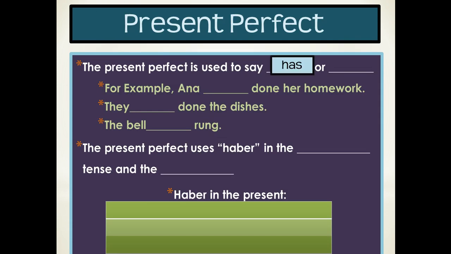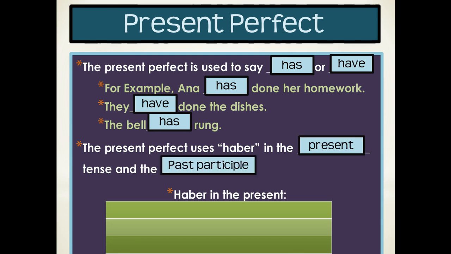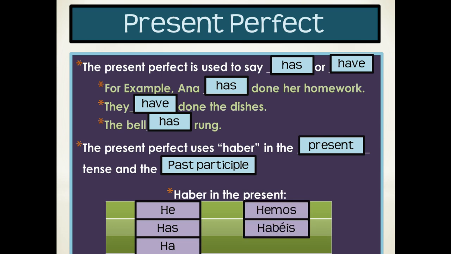The present perfect is used to say has or have. For example, Anna has done her homework. They have done the dishes. The bell has rung. The present perfect uses haber in the present tense, and then also the past participle. So haber in the present tense is he, has, ha, hemos, habéis, han.